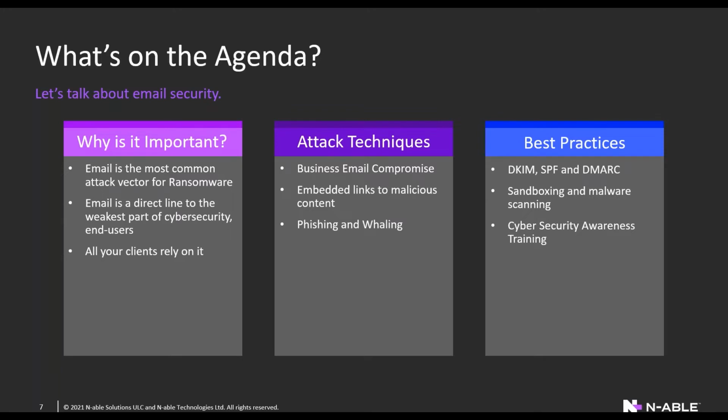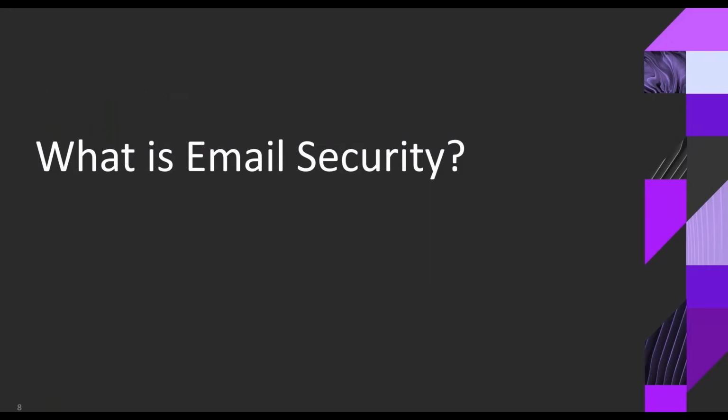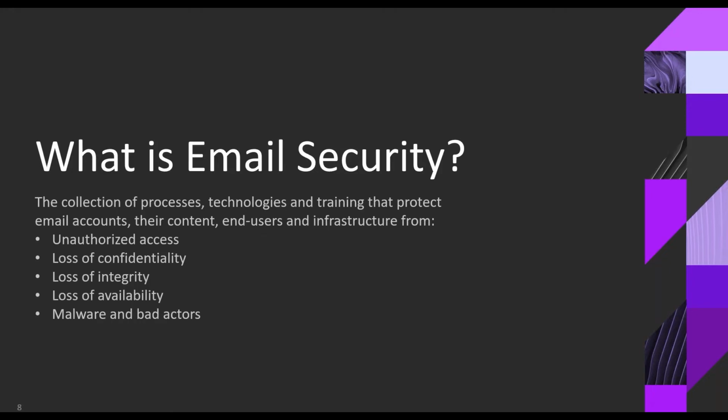We are going to start out with, what is mail security? Whenever we talk about mail security, what are we referencing? For the purpose of today's conversation, when we talk about email security, we're referring to the collection of processes, technologies, and training that protect email accounts, their content, end users, and infrastructure from unauthorized access, loss of confidentiality, loss of integrity, loss of availability, and malware and bad actors. It's anything and everything you do that's even tangentially or directly related to securing email.